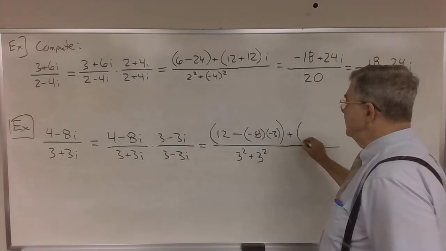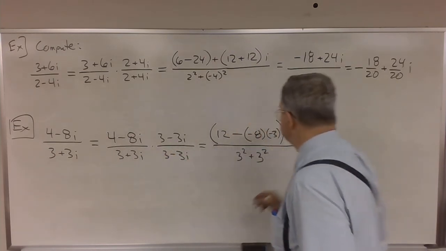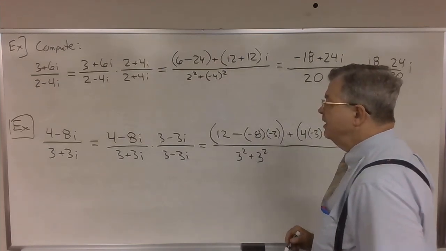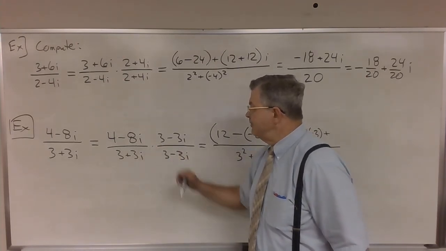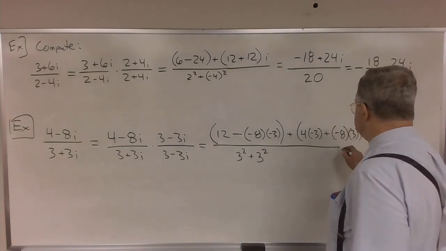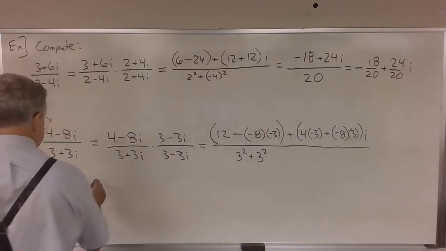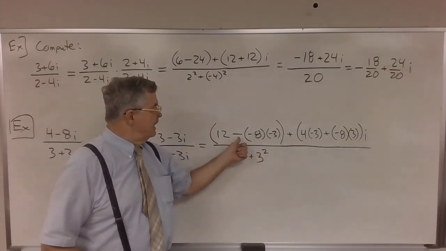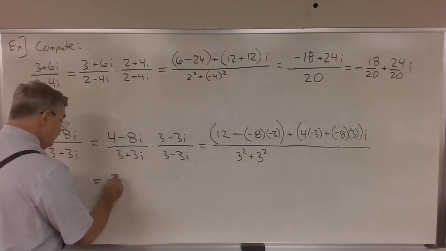And now our imaginary part. We have the product of the outers, 4 times negative 3, plus the product of the inners, negative 8 times 3, all of that times i. And let's see, this is positive 24 minus is negative 24. 12 minus 24 is negative 12.